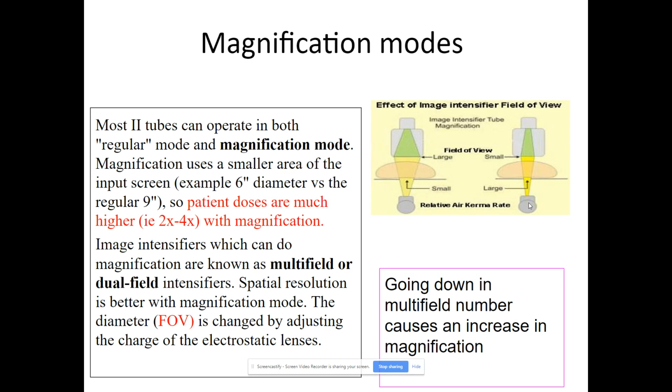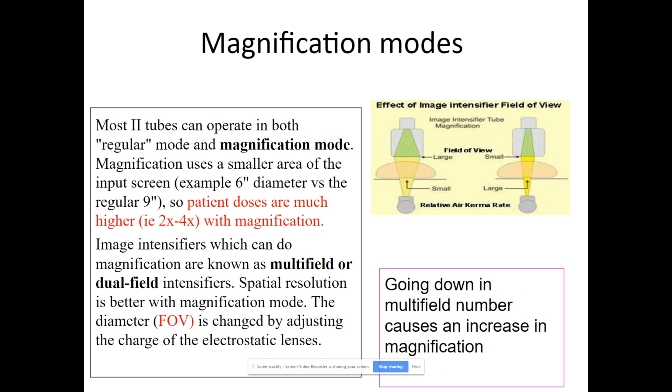Now, I alluded to the fact that the diameter of the input phosphor can change. It doesn't iris in and out, right? Like something out of, I don't know, a sci-fi movie. But certain parts of the phosphor will be more active than others, or some will be turned on and some will be turned off. So the thing doesn't actually like shrink.